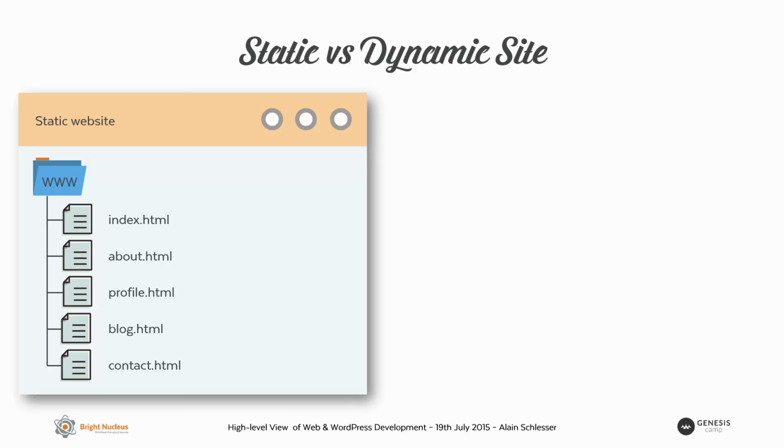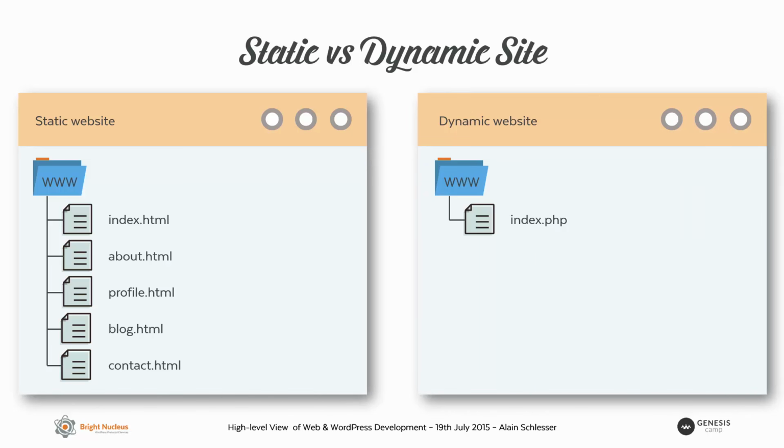But if we look into the WordPress folder, we're seeing another structure. Simply put, it has no index.html file, and it runs almost everything through a single index.php file. Where is the rest of the site? Where can I find a contact.html file, for example?